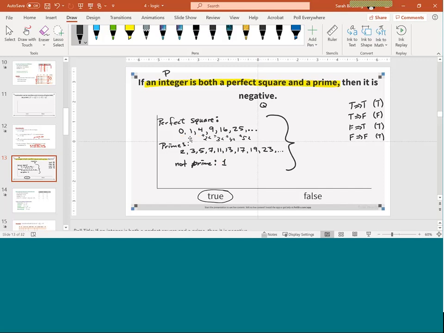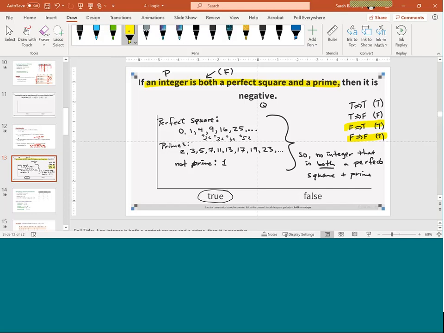Now, all of that gets us to the conclusion that there is no integer that is both a perfect square, because perfect squares have at least 3 factors once you're 4 and above, and prime. So that tells us that P, right up here, this guy, has a truth value of false, which when you look in our truth table, means we're in one of those 2 cases.